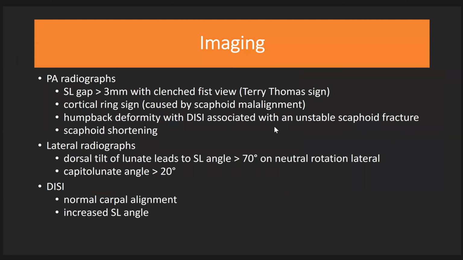What are the imaging findings in DISI? In the PA view wrist X-ray, we have the scapholunate gap of more than 3 millimeters. In some books, it is given as more than 5 millimeters. And this sign is called the Terry Thomas sign, as you know. And we have the cortical ring sign, which is caused by scaphoid malalignment.